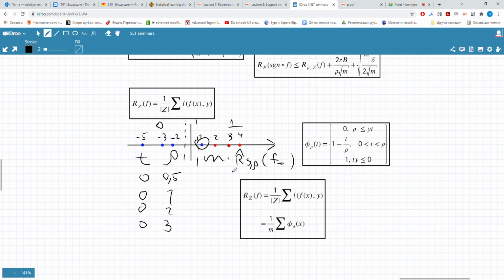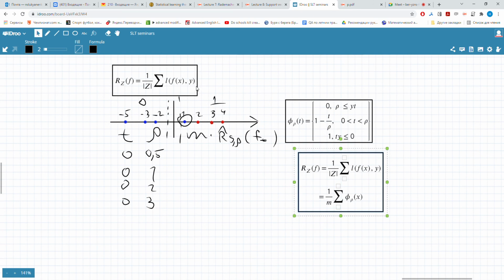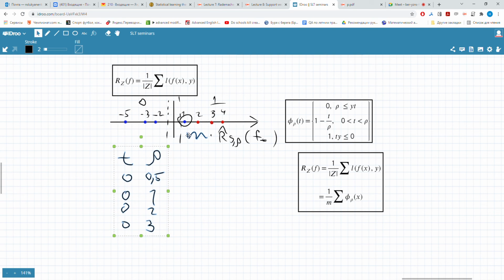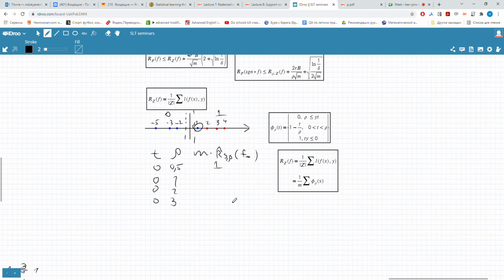Yes, and we were asked to compute the value multiplied by n. So as you can see, this term will be equal to 1 divided by 7, so it will be multiplied by n. So we'll get 1 in this case.